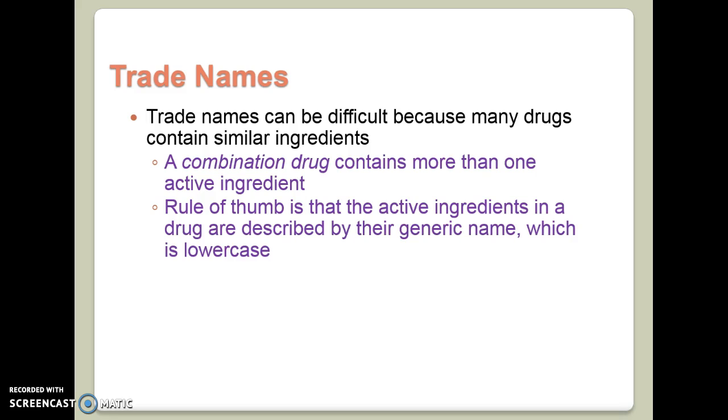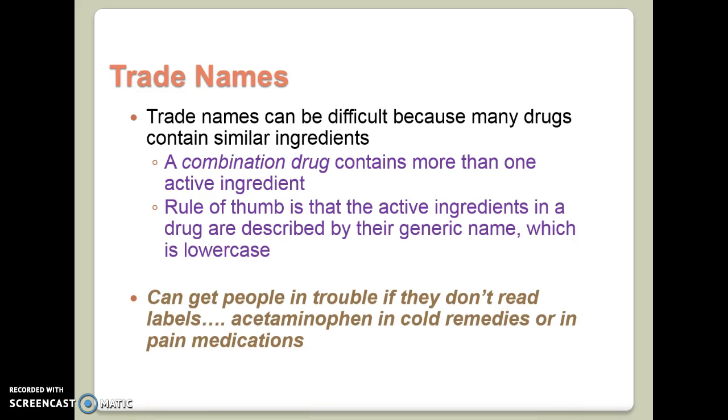Oftentimes, drugs can contain similar ingredients, and you have to watch out for combination drugs. The rule of thumb is that the active ingredients in the drug are described by their generic name, which is lowercase. Perfect example, acetaminophen or Tylenol. Someone may take acetaminophen and also take cold medicine, which has acetaminophen in it. It can get people in trouble because it's going to set them up for an overdose, because they don't realize that a lot of the cold remedies already have acetaminophen in them.